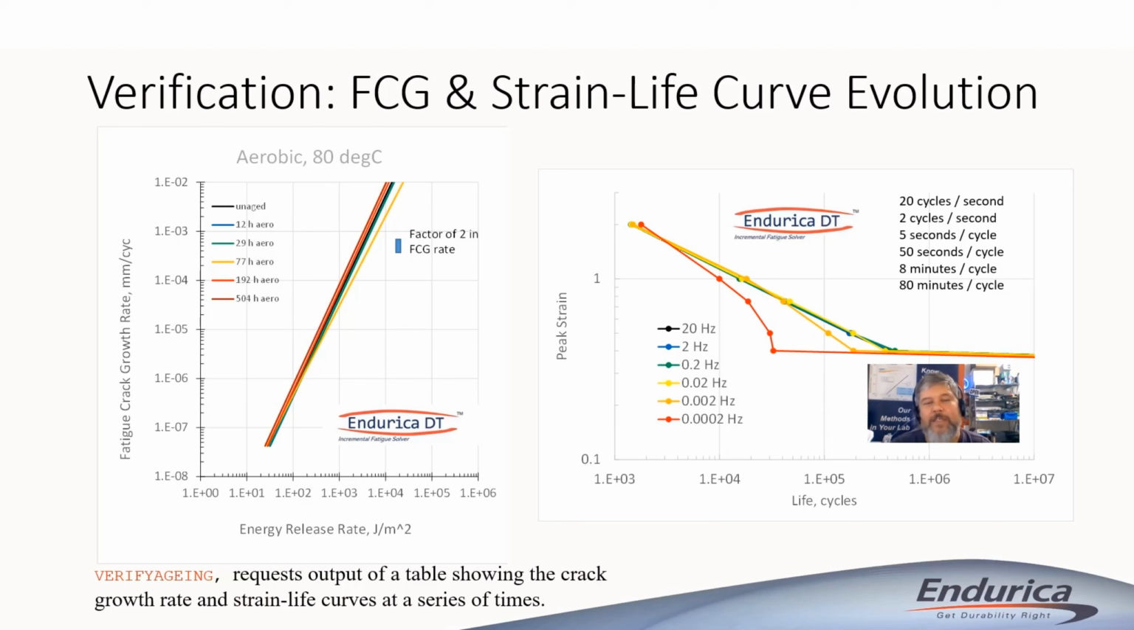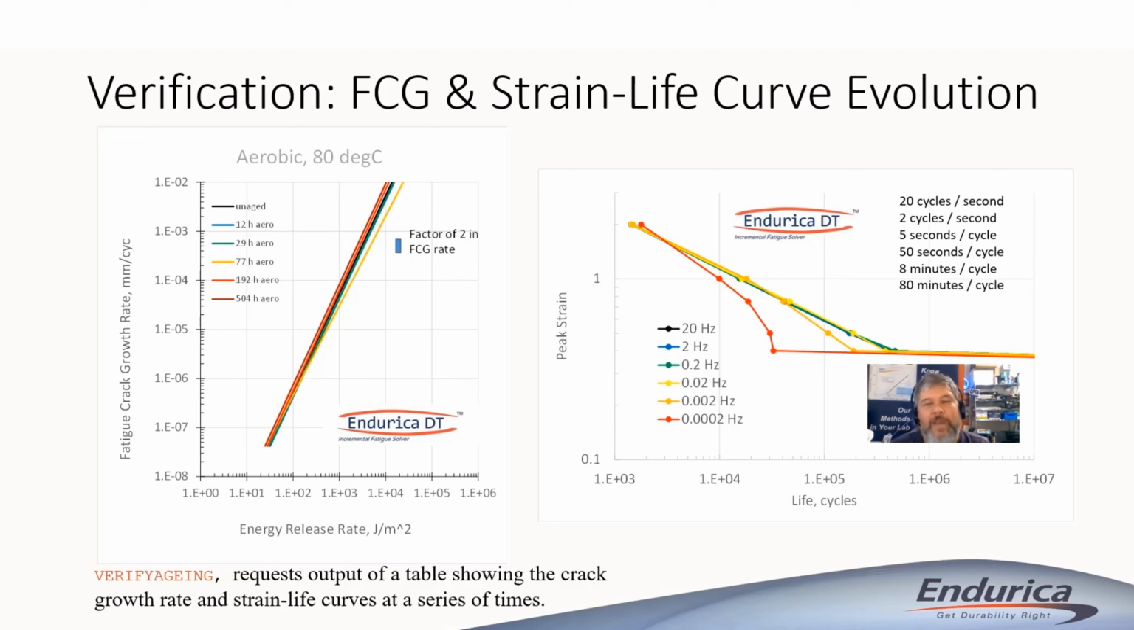The x-axis is life, the y-axis is the peak strain. You can see that if you run the experiment at high cycle rates, 20 hertz, 2 hertz, 0.2 hertz, all of the curves are basically the same, reflecting the fact that not enough time has been given for aging to affect the fatigue results.